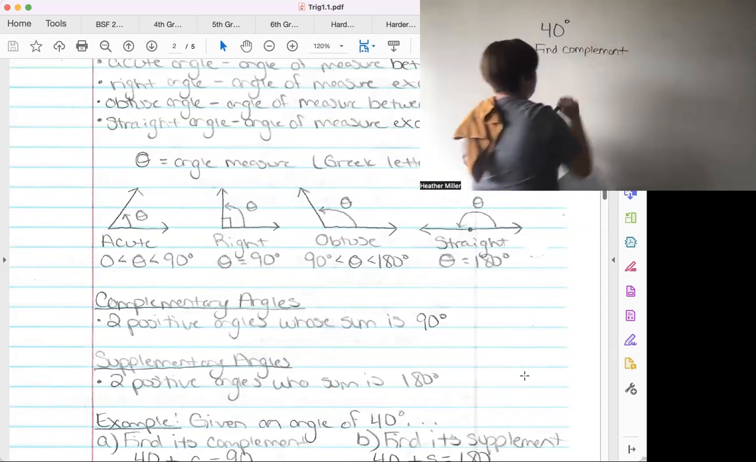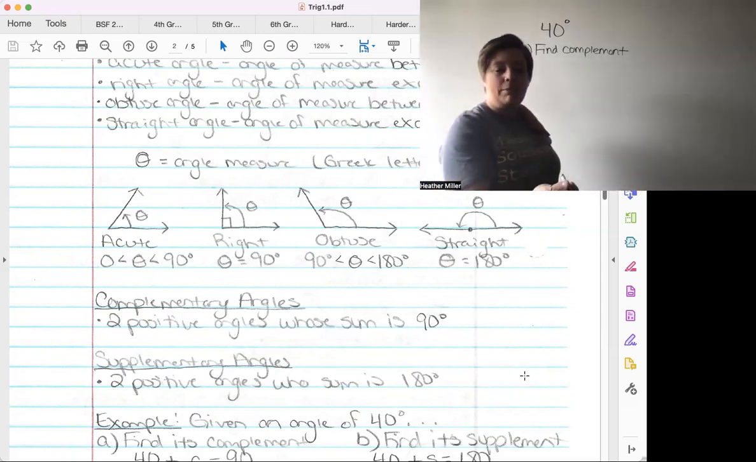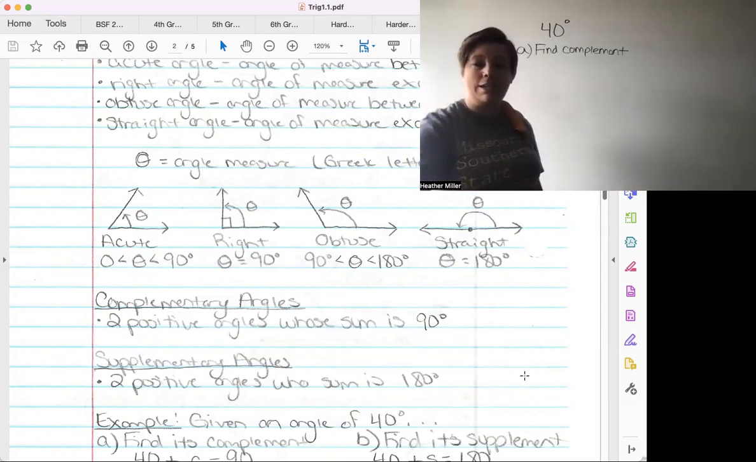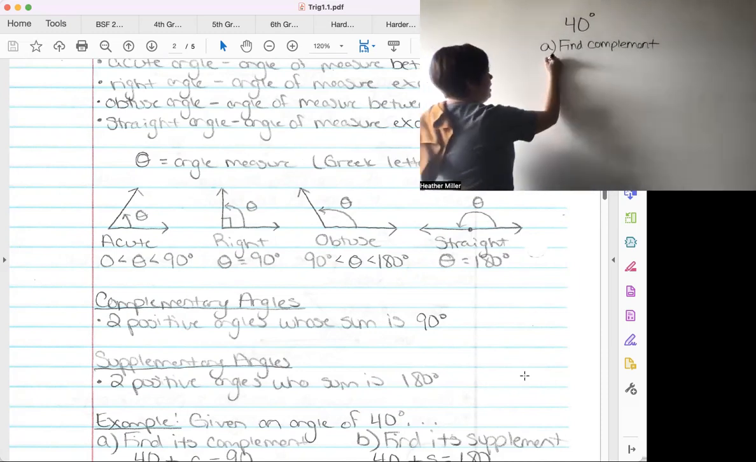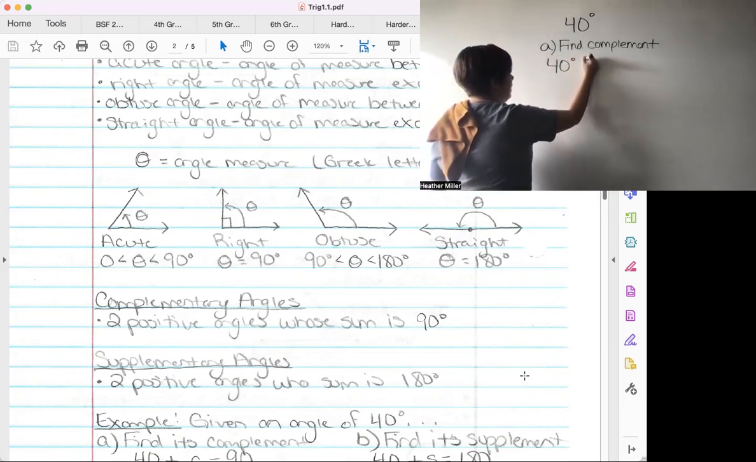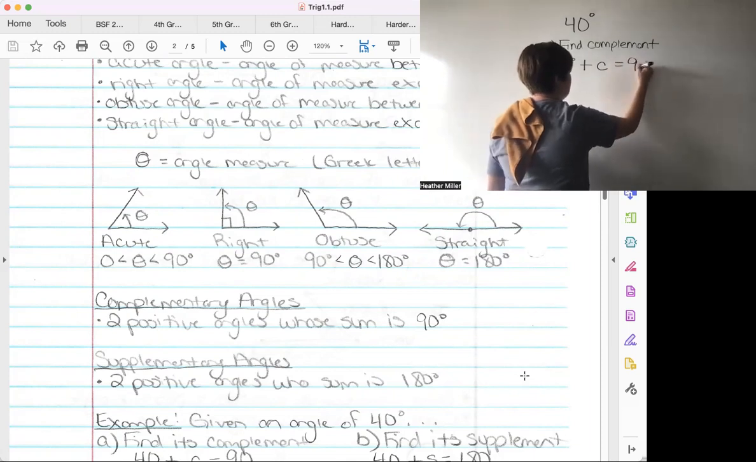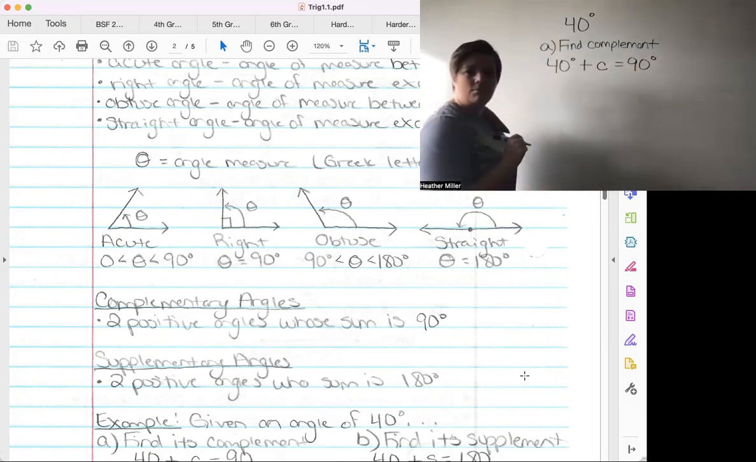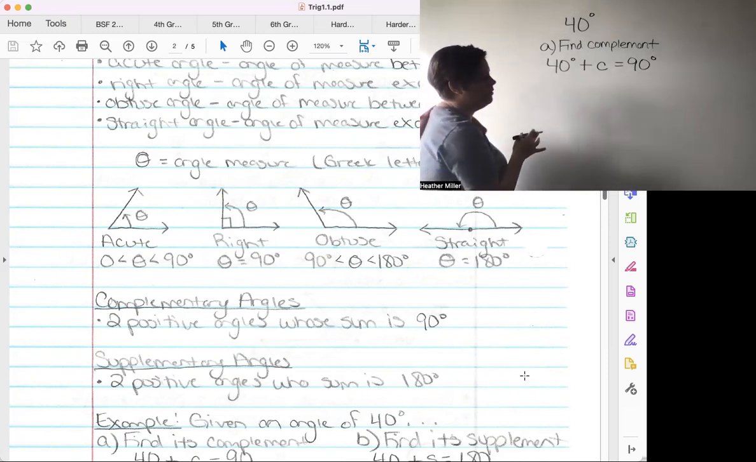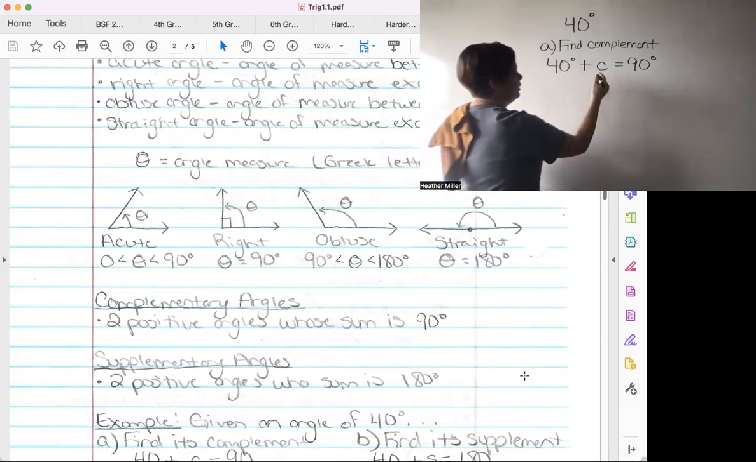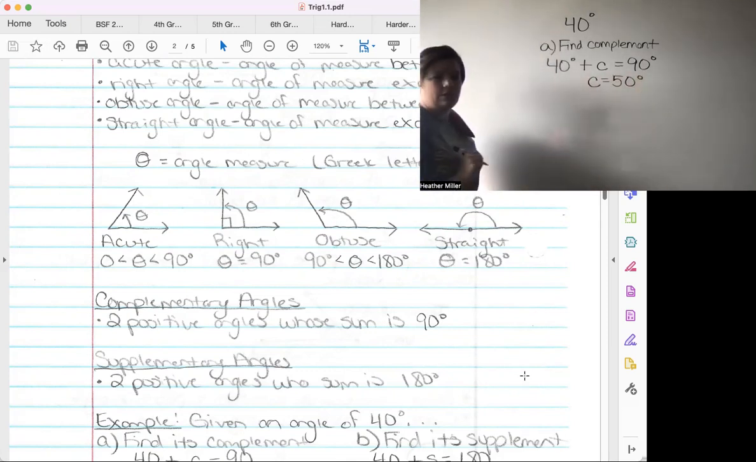So we need to find the complement to 40 degrees. Well, I know that complementary angles have to add together to give me 90 degrees. That's what I know from the definition. So that means if I have 40 degrees and I add to that the complement, I should get 90 degrees. So hopefully algebra hasn't been that long ago for you, and you can say, okay, I'm going to subtract 40 from both sides. So the complementary angle in this case is 50 degrees.